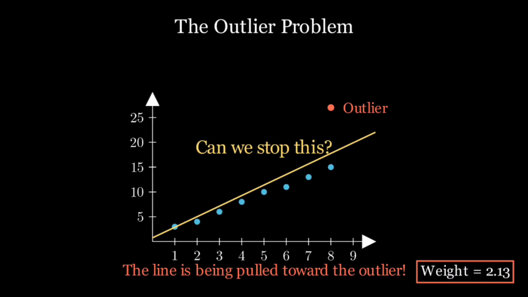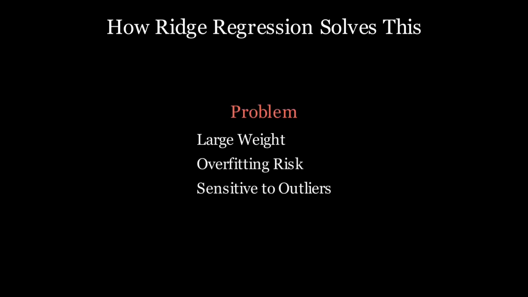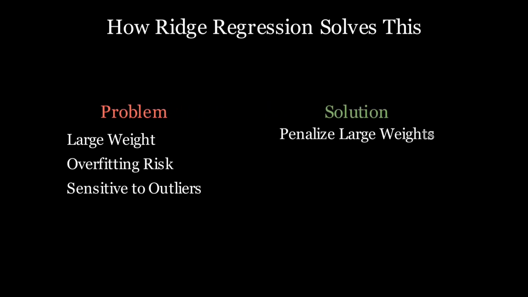Is there a way to keep learning from the data while preventing large weights? This is exactly the problem that ridge regression was designed to solve. In the previous scene, we saw that a single outlier caused the model's weight to increase significantly. Large weights can make a model unstable and more likely to overfit the data. Ridge regression introduces a simple but powerful idea. What if large weights were not free? What if the model had to pay an additional cost whenever the weight became too large?